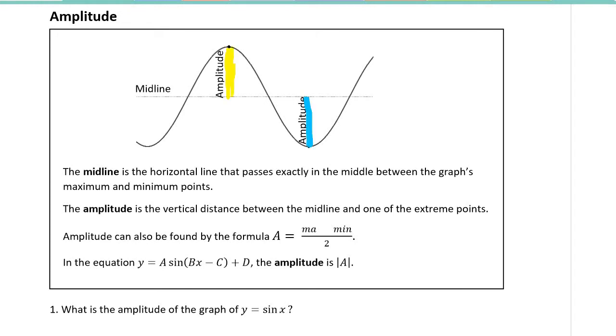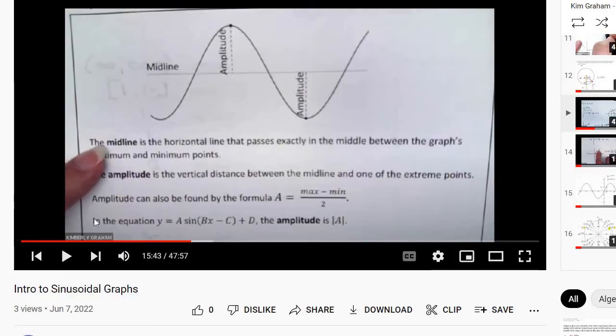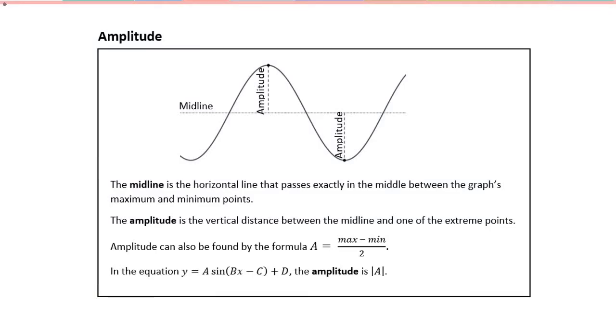For example, the line that I have in yellow is the distance between the midline and the maximum. The line that I have marked in blue is the distance between the midline and a minimum. The amplitude, remember, is a distance, and distance is always a positive number, so our amplitude is always going to be a positive number.